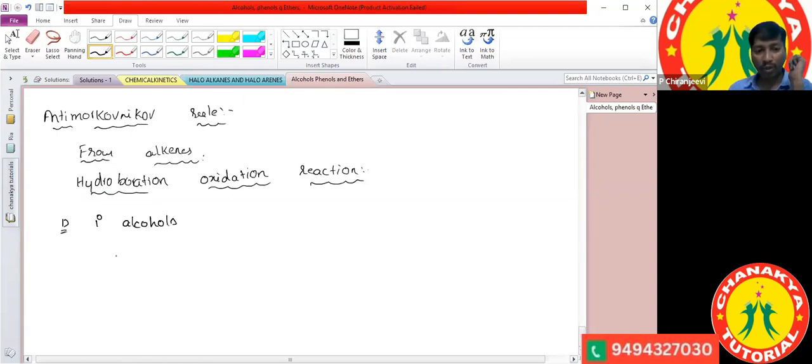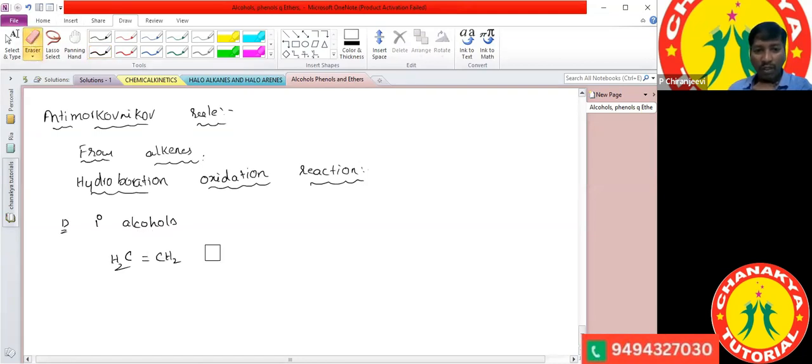Sir, how can we prepare them? First I'm taking a simple example. The simplest alkene I'm taking is CH2=CH2. First, the alkene is treated with diborane. Have you heard the word diborane? What is the name of diborane? What is the molecular formula of diborane?